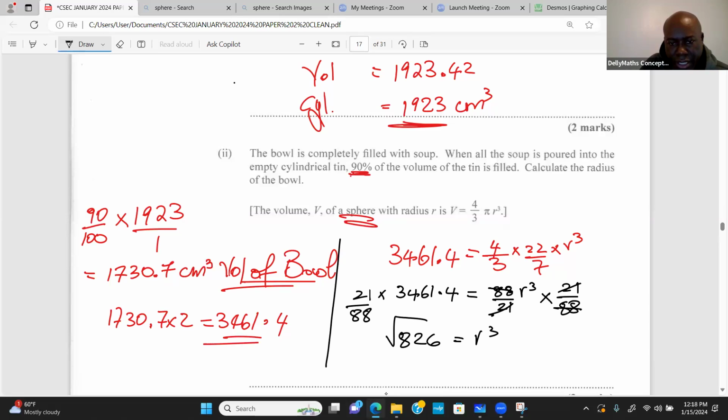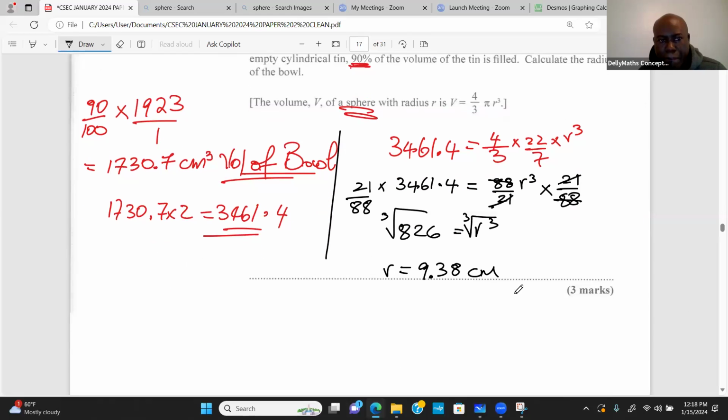All right, so then I'm going to have to take the cube root in order to find the answer, right? Because it's raised to the third power. So the cube root of 826 is giving me that r is equal to 9.38 centimeters. So 9.38 centimeters is the response right there.